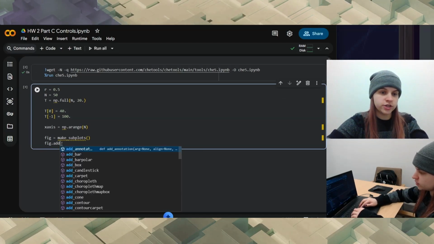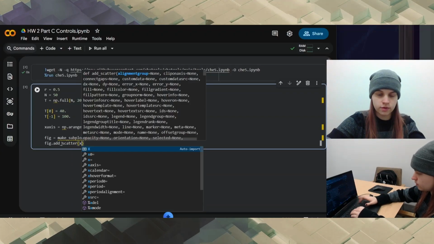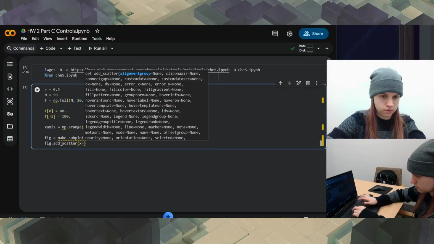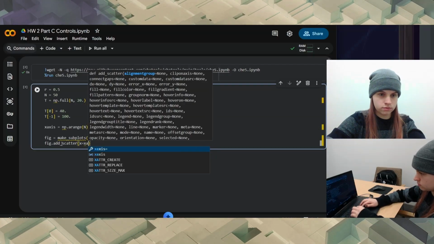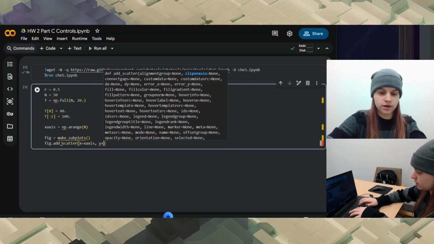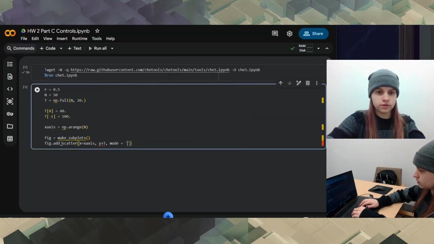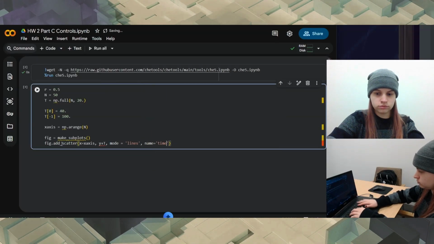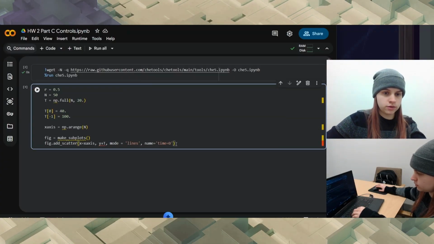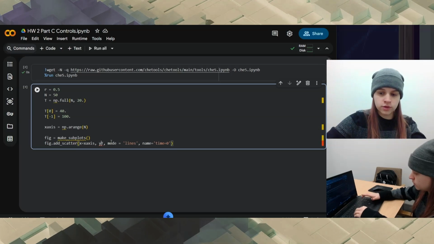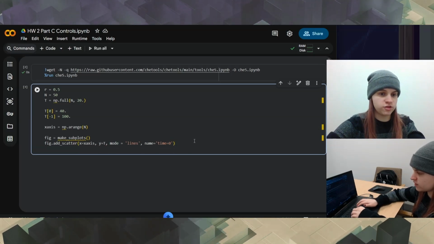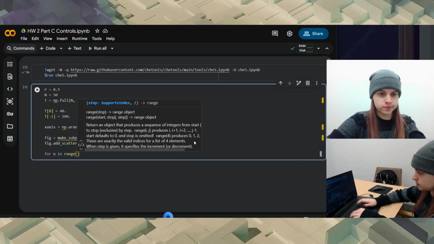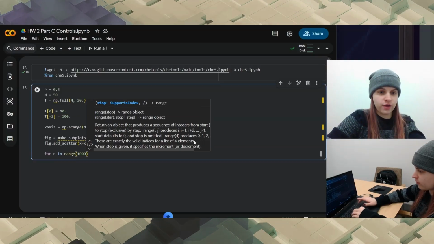Now we'll add a scatter with x being our x-axis, y being our temperature values. And this is at our time is equal to 0. That's our scatter for that. For n in range, let's go for 1,000 right now.